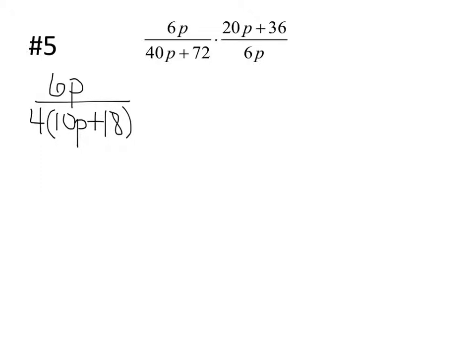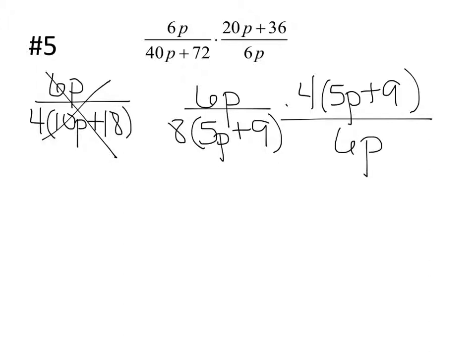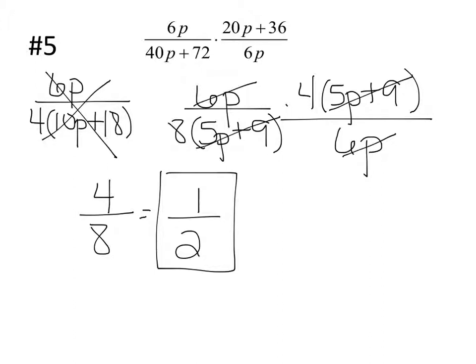You always want to take the largest number out that you can. So if I take out an 8, I'm left with 5p plus 9. Yep, that's as high as I can take out. And then up here, it looks like it's going to be a 4 here, leaving me 5p plus 9 over 6p. Okay, so your 6p's are going to cancel, your 5p plus 9's are going to cancel, and you're left with 4 over 8, which of course we will reduce to 1/2. And that is your answer.